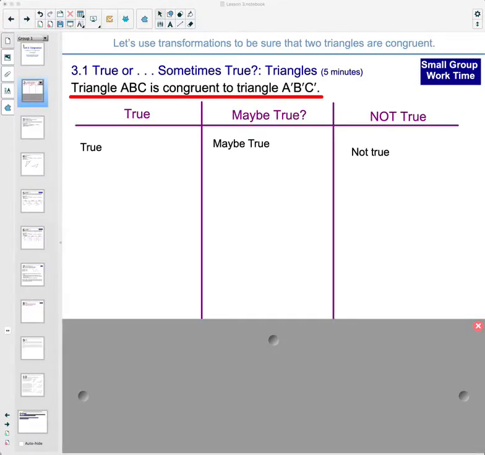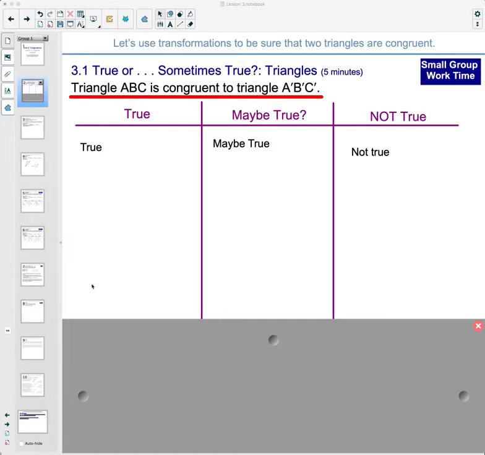So in this activity 3.1, we're going to take a look at a congruence statement. Triangle ABC is congruent to triangle A prime B prime C prime through a transformation. Since it's the prime notation, we know that this is the image of ABC. So we want to decide what is always true, what is sometimes true, and what's not true at all based on the statement.